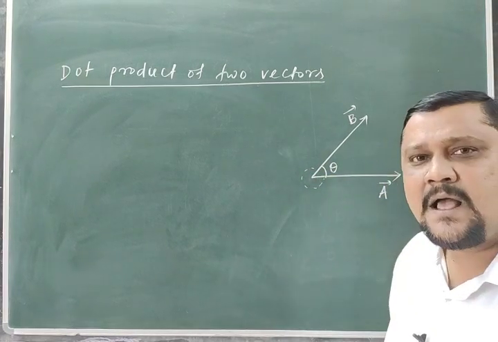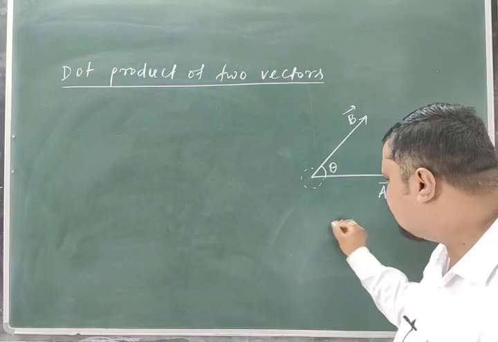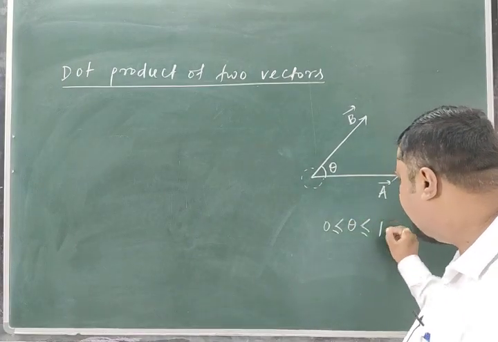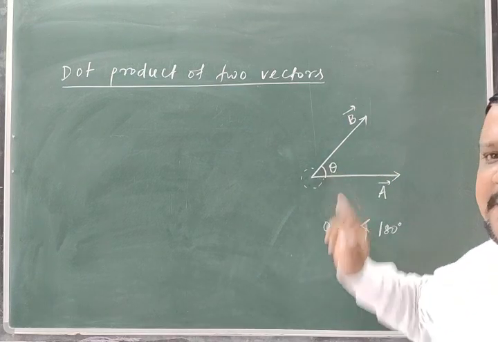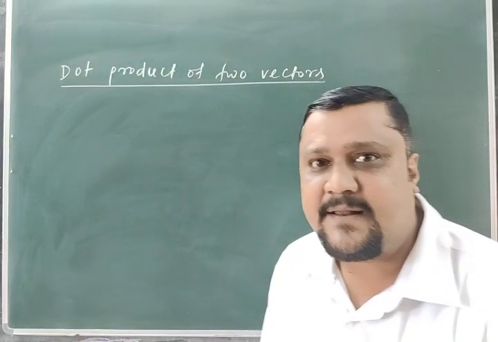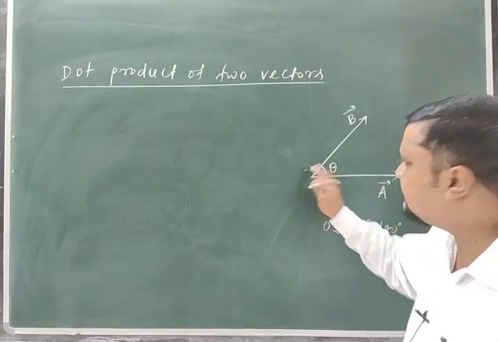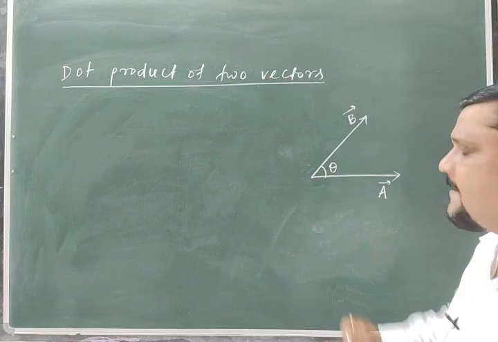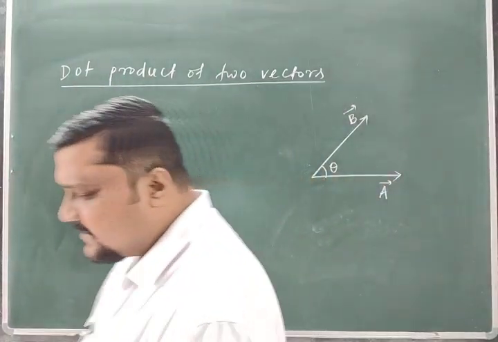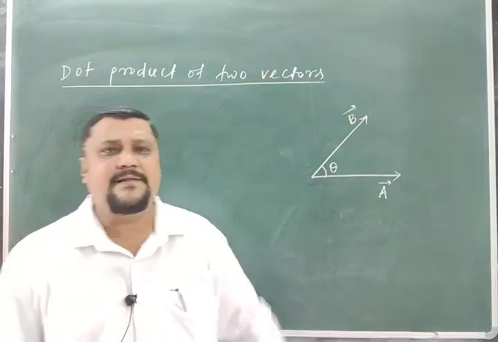It would be 360 minus theta. But the angle between two vectors, as I already told you, should always lie between 0 to 180. So remember one thing: the angle between two vectors means you will consider the smaller angle, because obviously this is the smaller angle and this one is the larger angle. So I will consider this angle as theta.